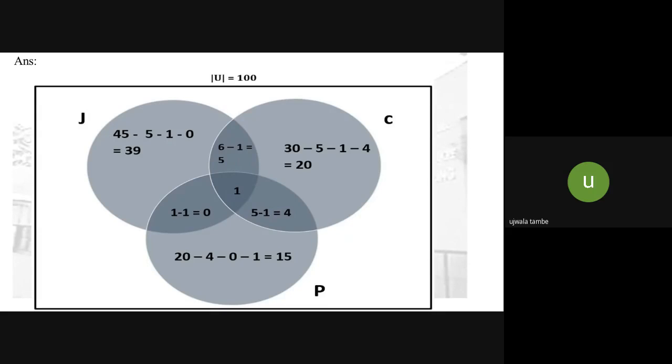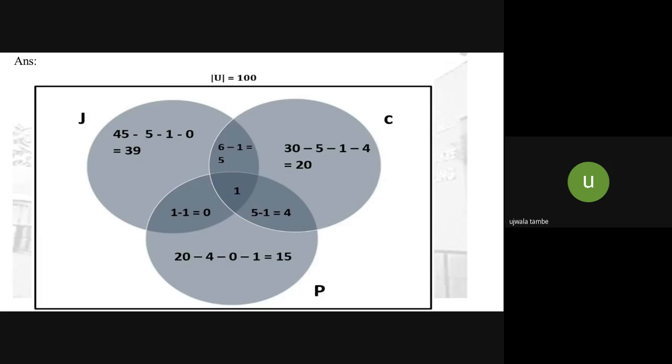Okay, after that, this portion. As we know that J intersection C is 6, and we have to subtract this common element from 6. So we got the answer 5. Then for C intersection P, we got 5 minus 1, that is 4. And for J intersection P, there is only one programmer. That's why 1 minus this intersection, we got 0.